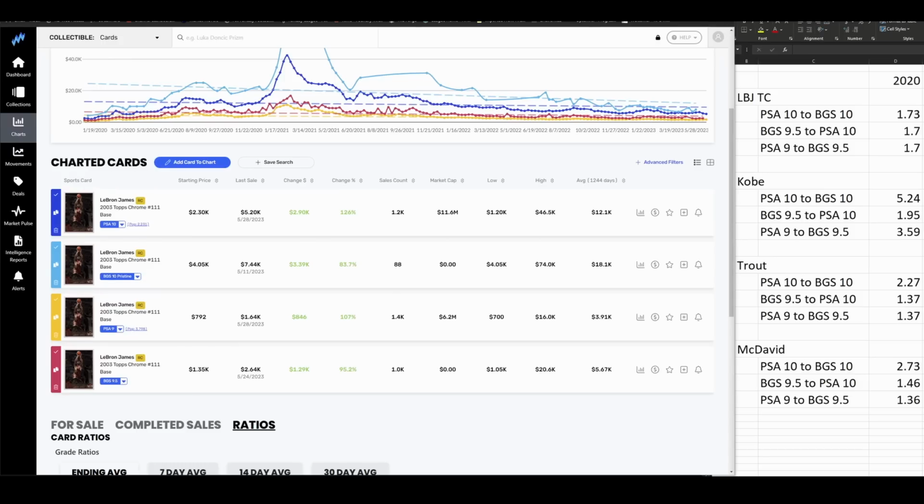This was something I stumbled across the other day while researching for the Sunday video. I had noticed something on one particular card, the LeBron Topps Chrome, and I was like, let me take a deeper look into this when I have more time. People have mentioned this in the comments, and I think we've all seen this, especially lately: the eroding value of the Beckett brand, for lack of a better statement.